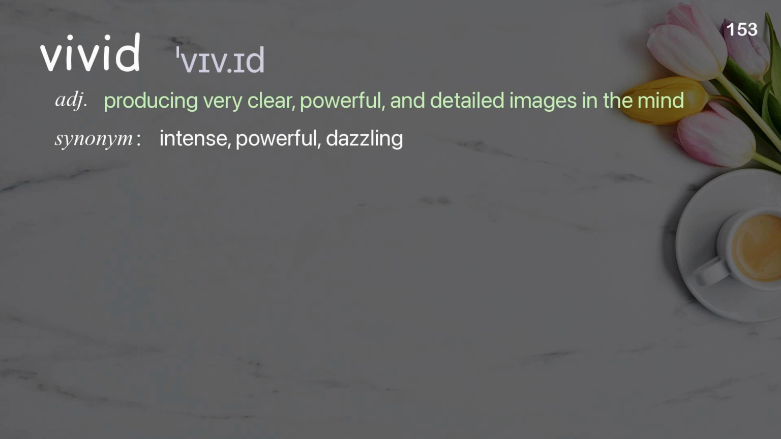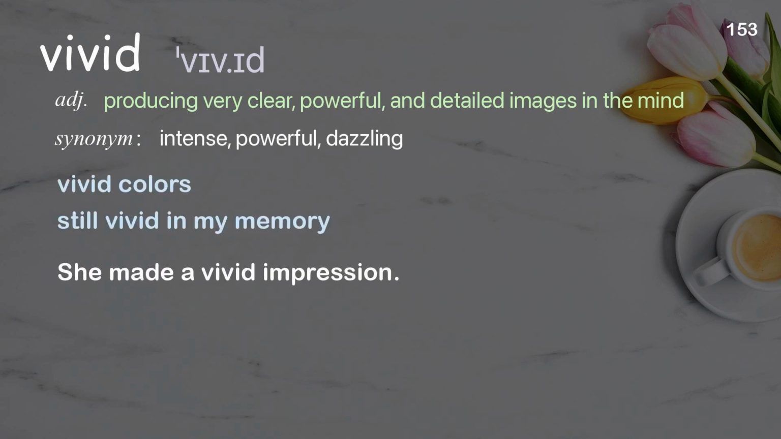Vivid: producing very clear, powerful, and detailed images in the mind. Examples: vivid colors, still vivid in my memory. She made a vivid impression.